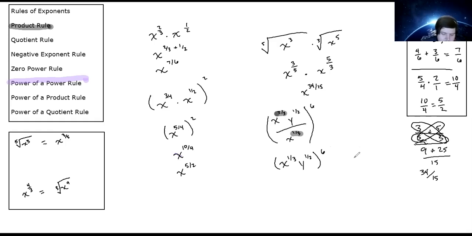Now that the inside is cleaned up, I'm going to distribute that 6. And we are multiplying here. So 1/3 times 6 gives me 2. 1/2 of 6 gives me 3. So my final answer is x squared y cubed.